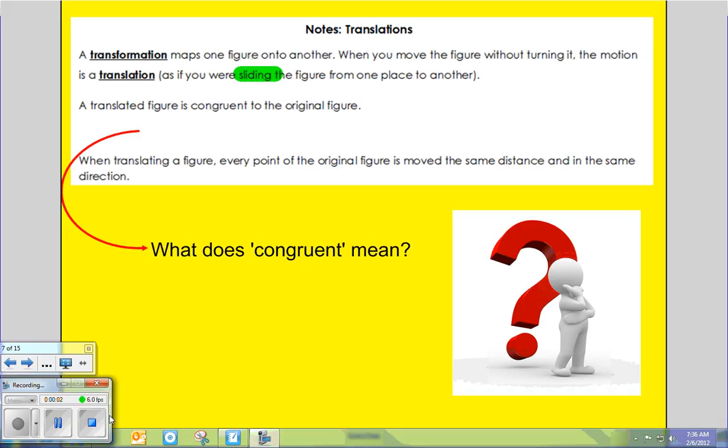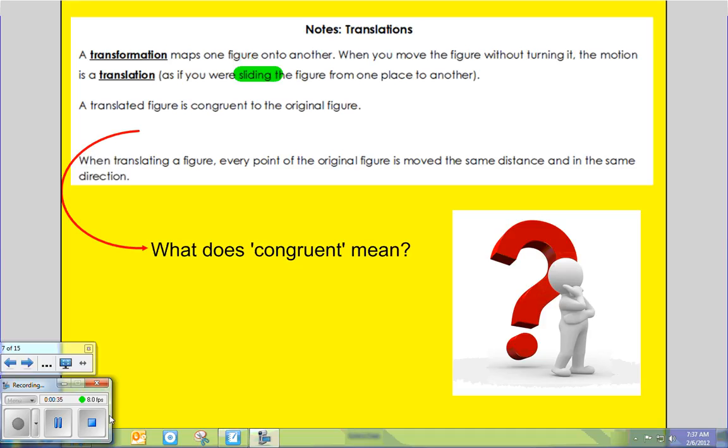We're going to be working on translations today. We're working with a coordinate plane, and a translation is a kind of transformation. What a transformation does is it maps one figure on a coordinate plane to a new location, or onto another part of the coordinate plane. When you move the figure without turning it, in other words, if you slide it across the coordinate plane without turning it around, it's called a translation.